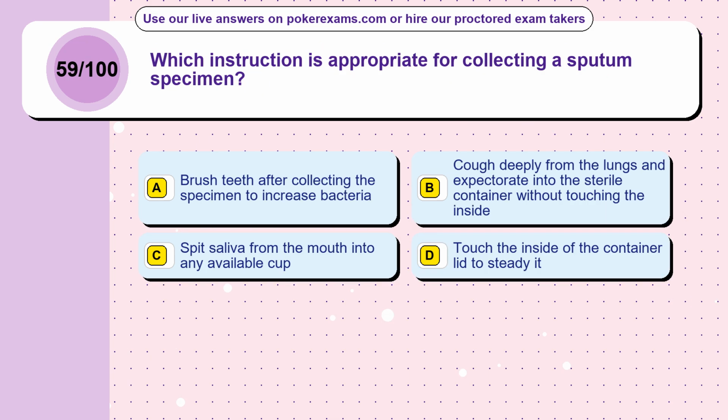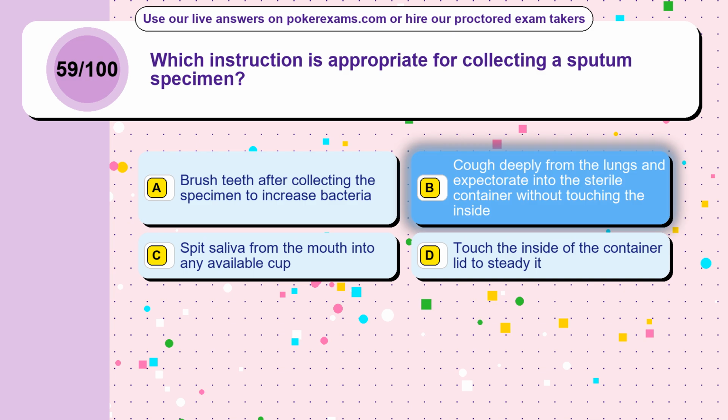Question 59. Which instruction is appropriate for collecting a sputum specimen? Option A. Brush teeth after collecting the specimen to increase bacteria. Option B. Cough deeply from the lungs and expectorate into the sterile container without touching the inside. Option C. Spit saliva from the mouth into any available cup. Option D. Touch the inside of the container lid to steady it. The correct answer is option B.